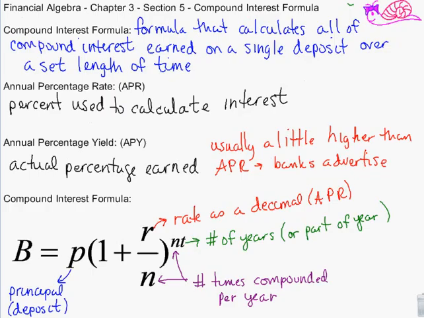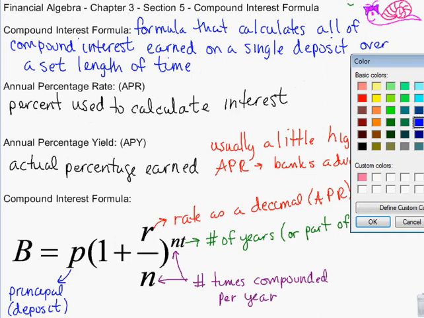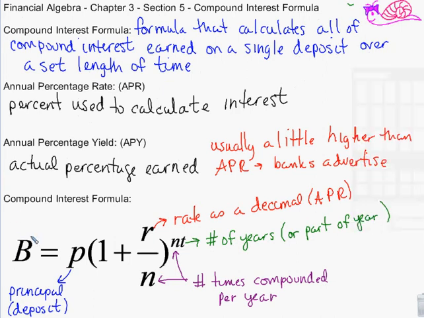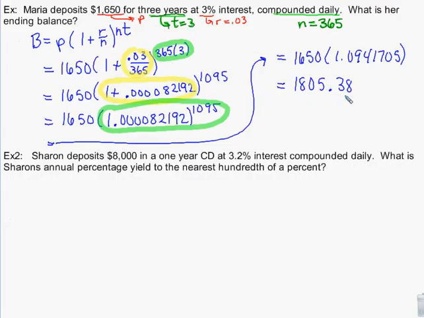Oh, yeah, I didn't do that. I'm sorry. If we come back to this screen, I just realized I never told you. This B is for balance in the account, not interest earned. So this 1805 is not how much interest this money earned. That's the balance in the account after the interest has been added in. So they put 1650 in the account. They don't touch it for 3 years. They now have 1805.38. Okay.